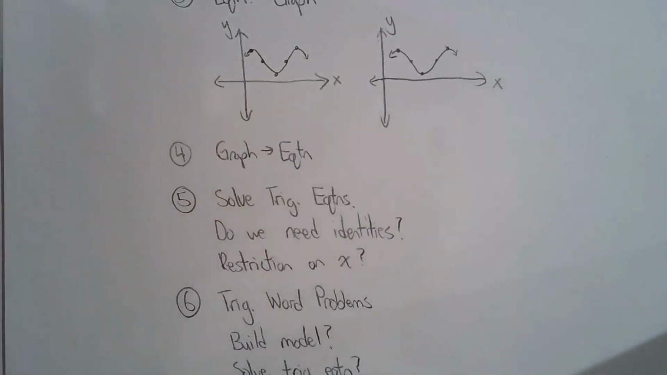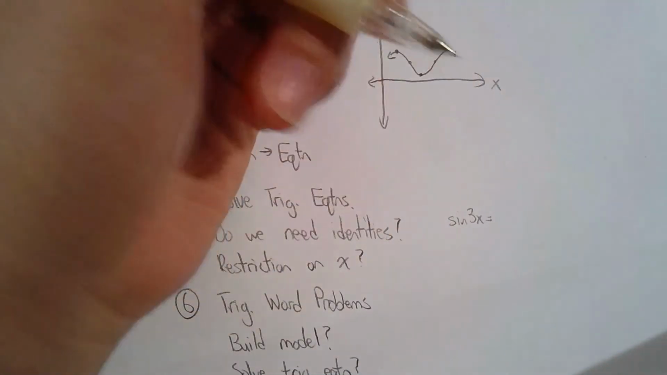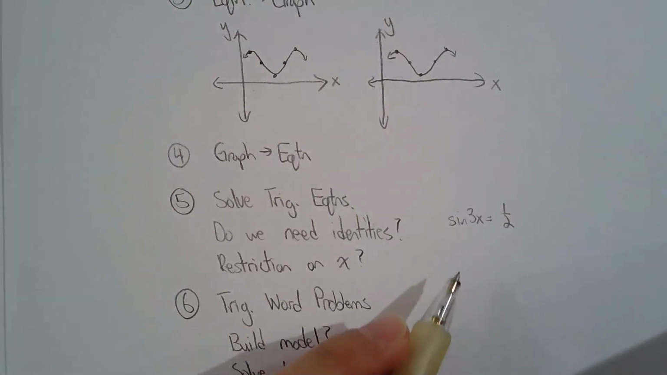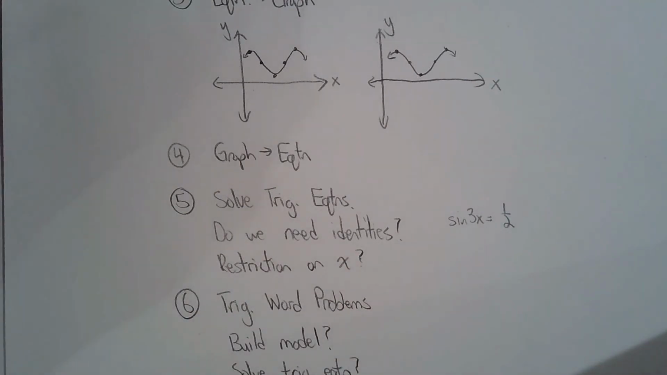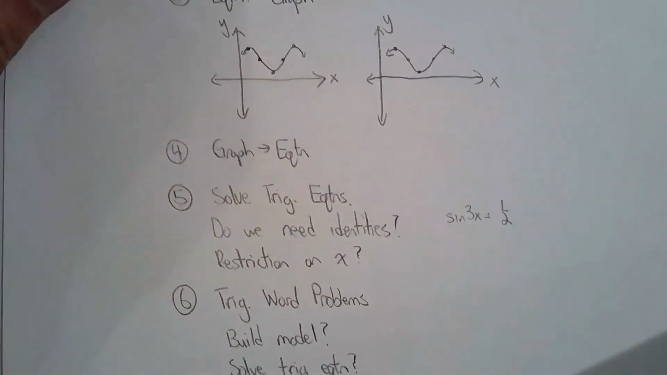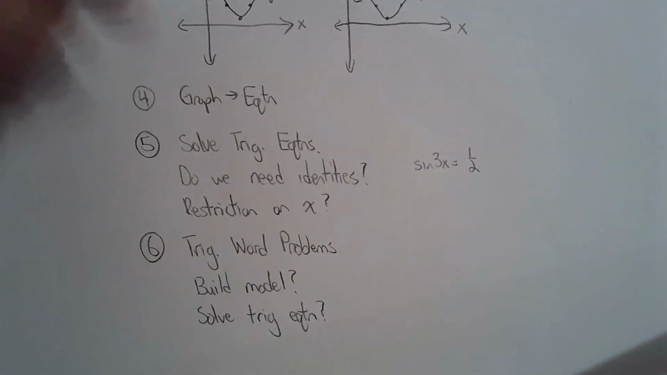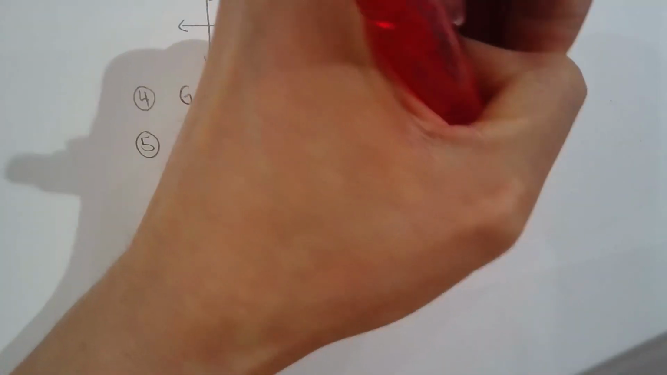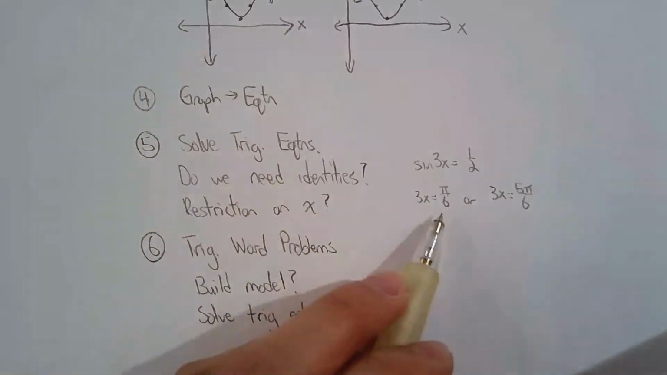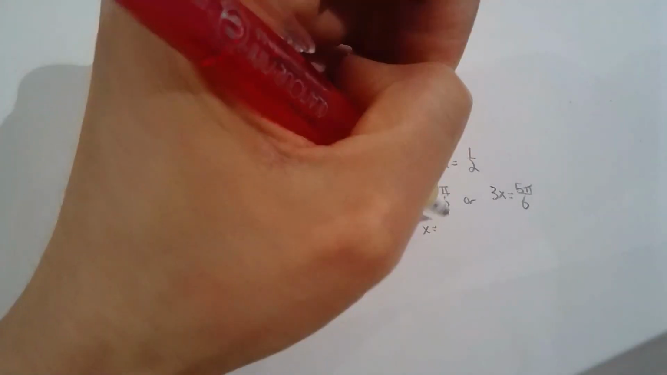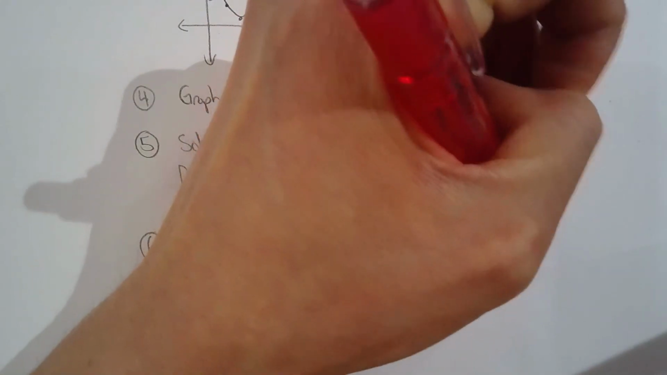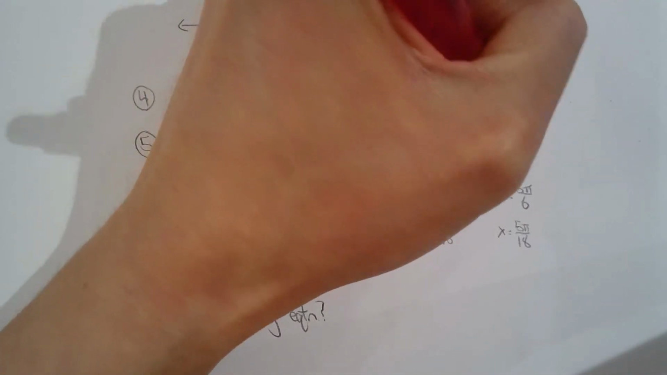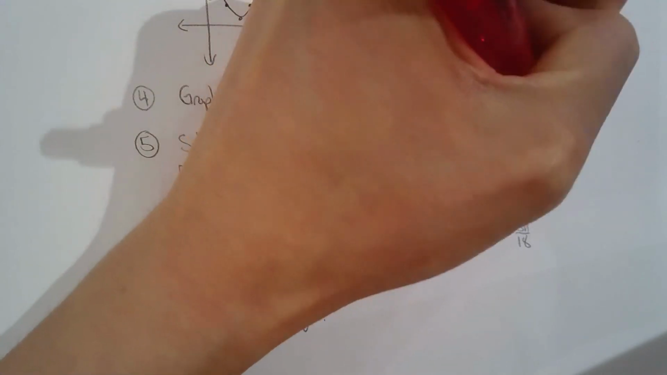I also want to mention the coterminal angle. So for example, if you had sine 3x equals half, how many answers will you get? Well, a lot of students are going to write this: 3x equals pi over 6, or 3x equals 5 pi over 6. So quadrant 1, quadrant 2. And it's pi over 18 and 5 pi over 18. And I didn't write it earlier, but x is from 0 to 2 pi.